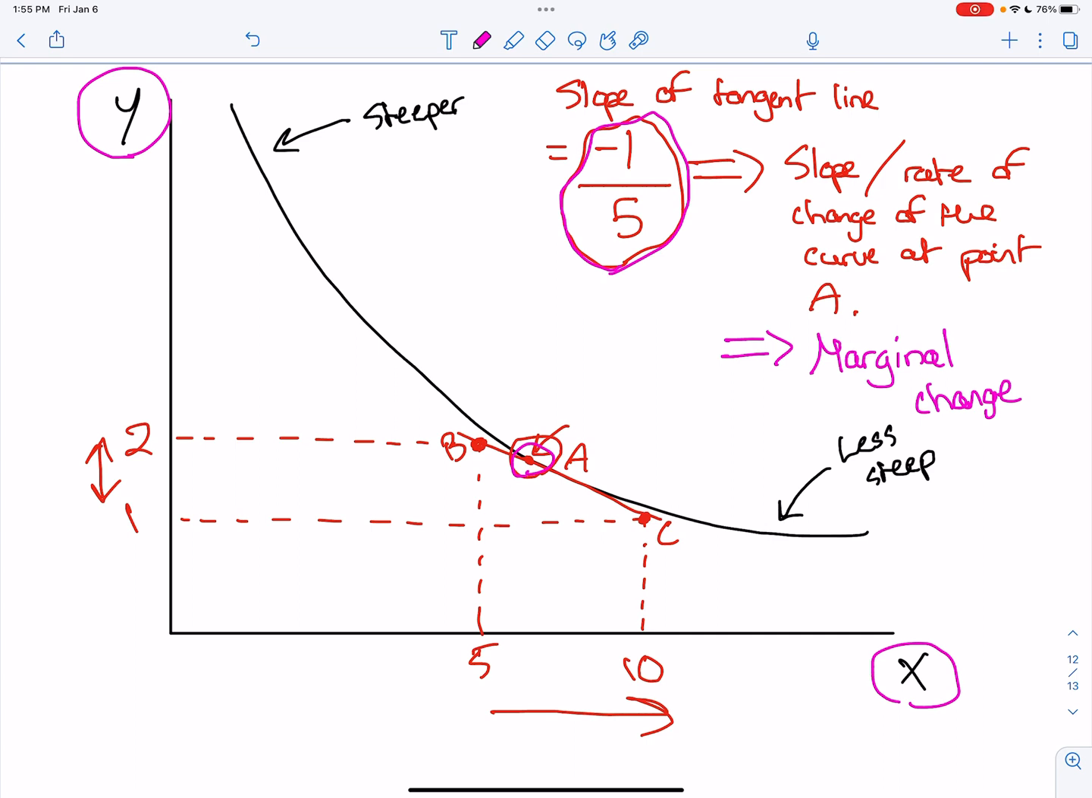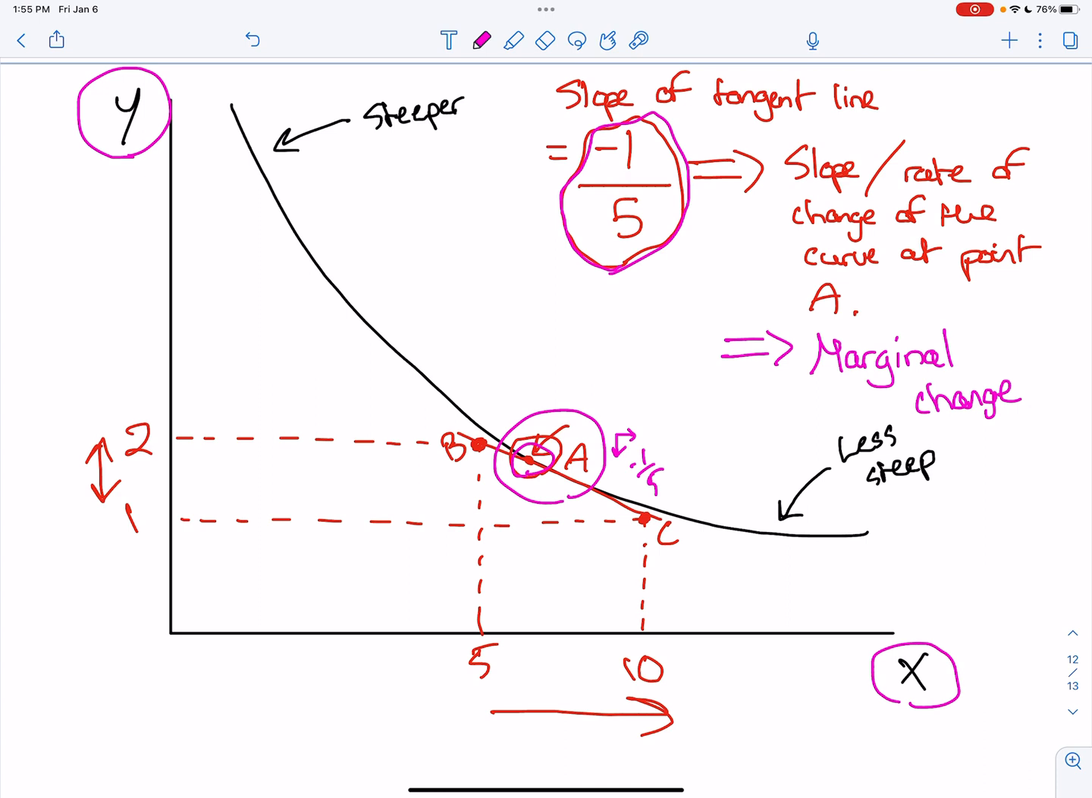Well, this is where it would be very, very helpful to have some calculus. Okay? What this means is that at point A, for a super, super, super tiny change in x, y will be decreasing by 1 over 5. Okay? That's what that means. All right? So that's how you find the slope of a point on a curve.